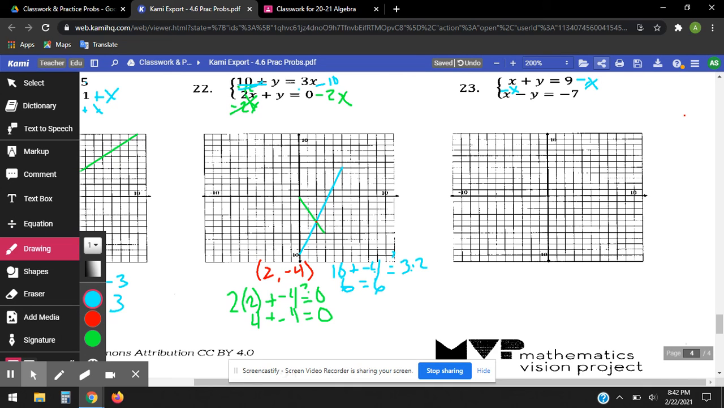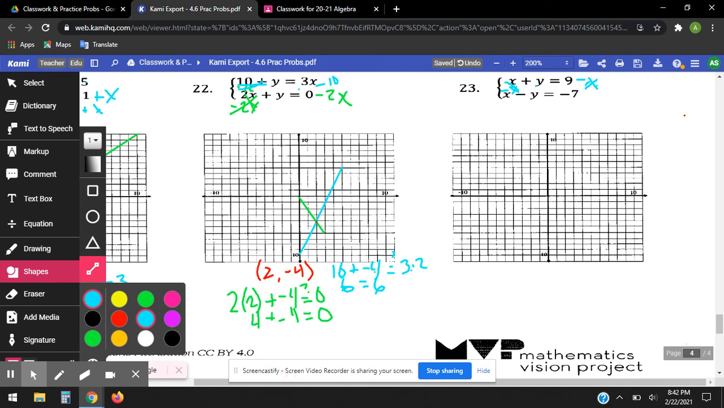Minus x. Those cancel. So y equals 9 minus x. That means I need to start at 9, which looks like it's 1, 2, 3, 4, 5, 6, 7, 8, 9. So this one is 9. Almost did it wrong. Good thing I counted. Start at 9, and I'm going to go down 1 over 1 because it's a negative x. So I'm going across this diagonal, making sure I'm hitting all my corners.